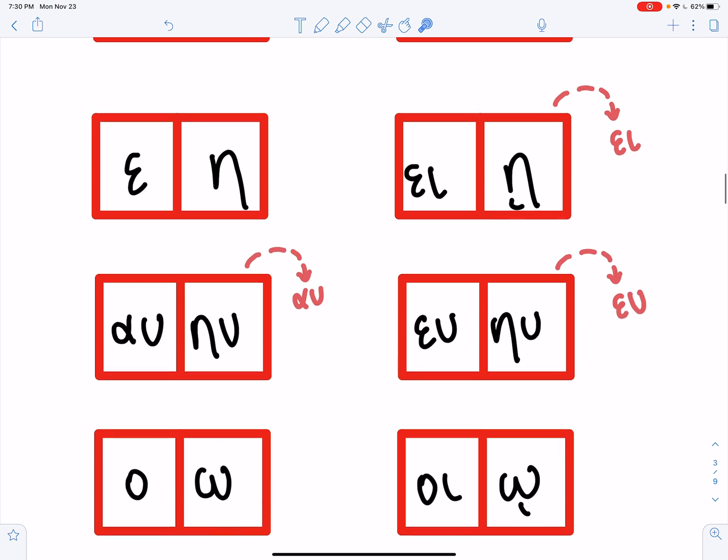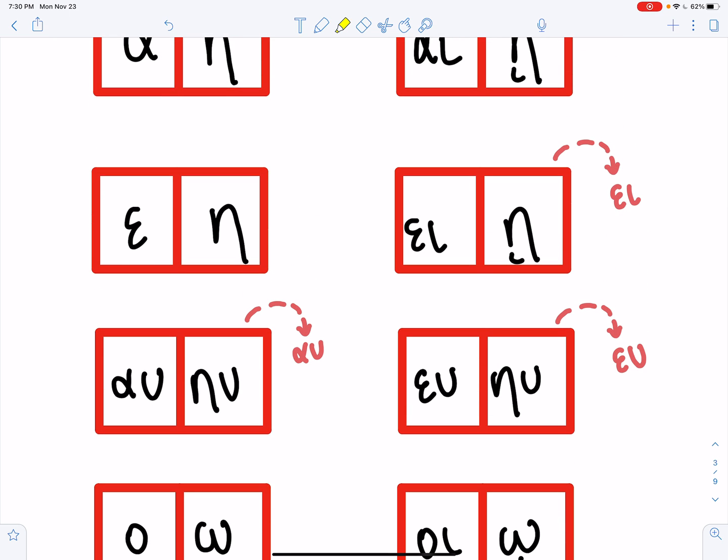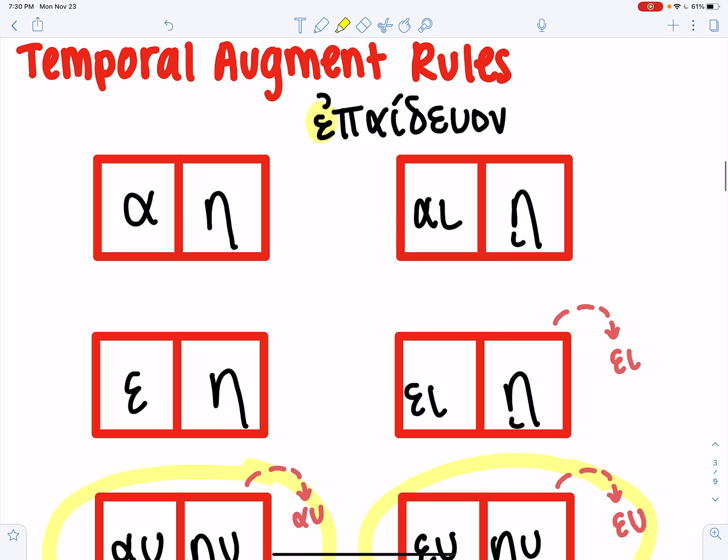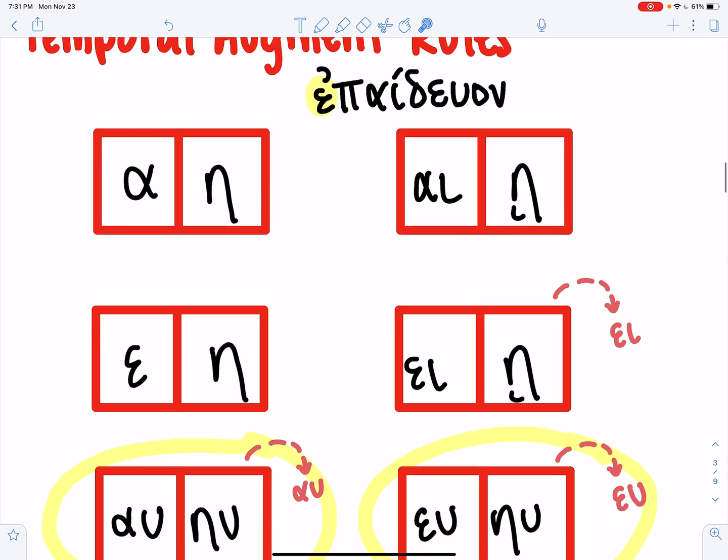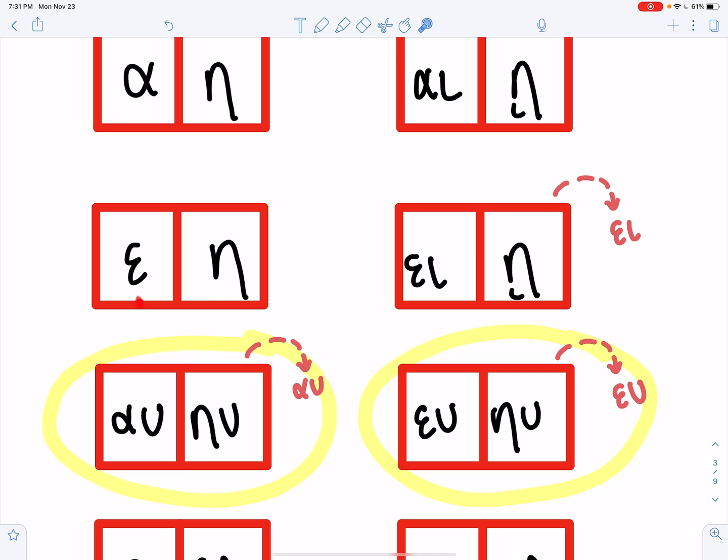So I personally find that the hardest ones to remember are these two. But once you've got those, you're pretty good to go, because all you've got to remember is alpha to eta, and then once you add an iota, that is just going to become an eta with an iota subscript. Same thing with epsilon. Epsilon just goes to eta. Epsilon with an iota becomes eta with an iota subscript.